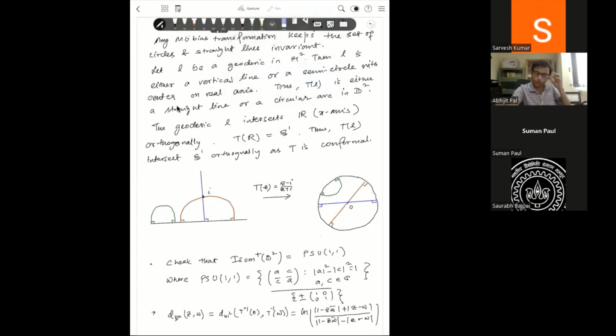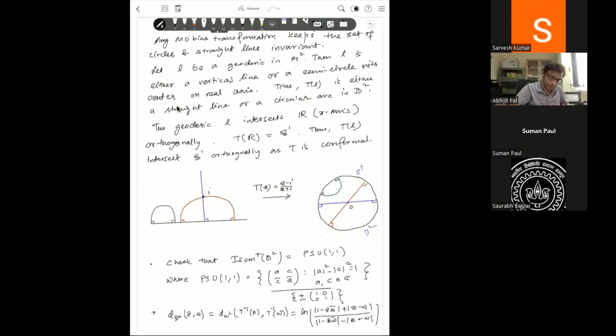Therefore, what we have proved is that geodesics in this Poincaré disk are either diameters or circular arcs which meet the circle S1 orthogonally. Okay, so these are my geodesics.